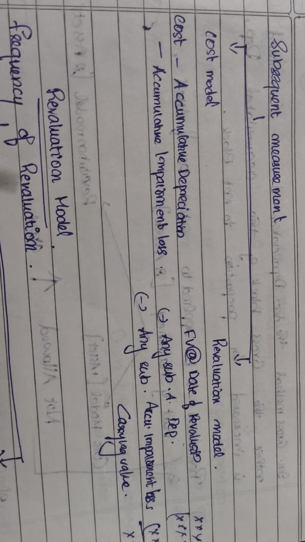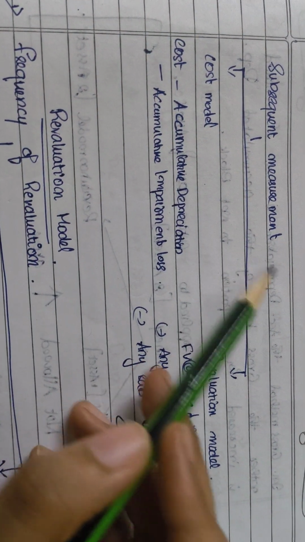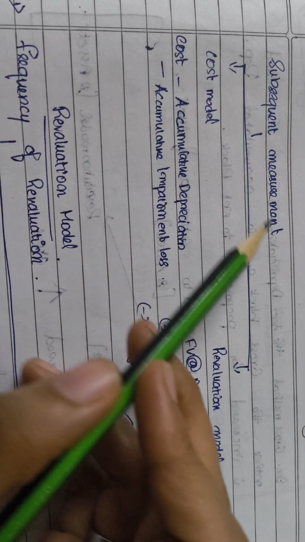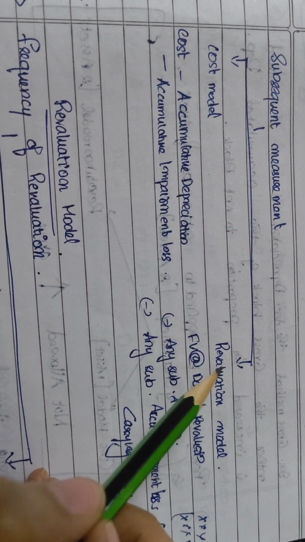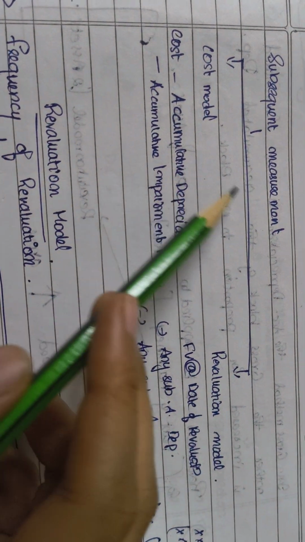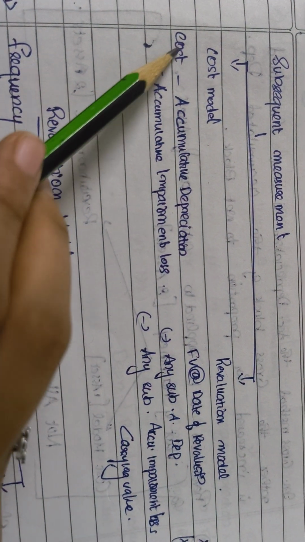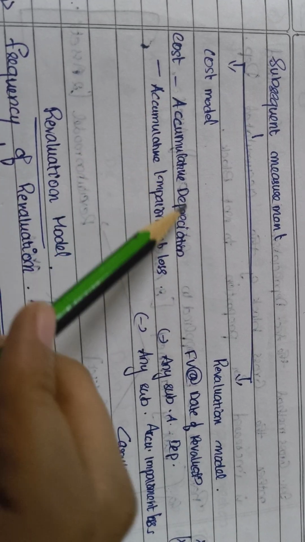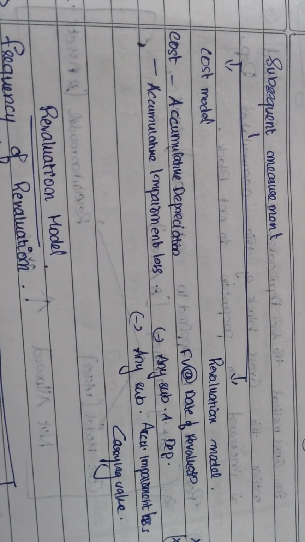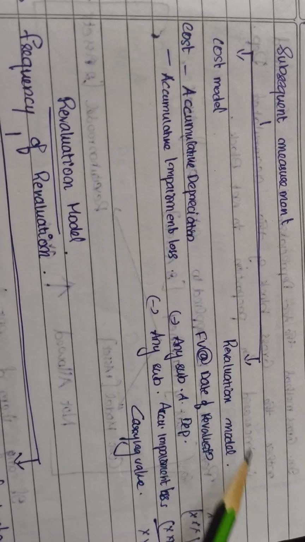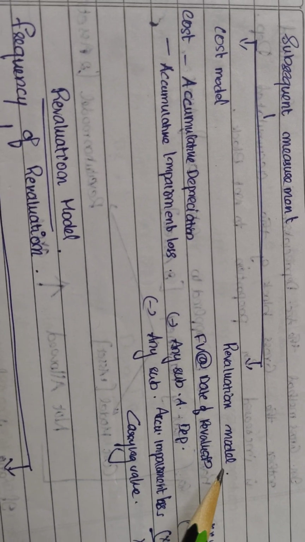We have already seen the initial measurement, and then there is subsequent measurement. For subsequent measurement, there are two models: cost model and revaluation model. When using the cost model, how will we value the asset? The cost minus accumulated depreciation minus accumulated impairment loss. And how will we do it in the revaluation model?